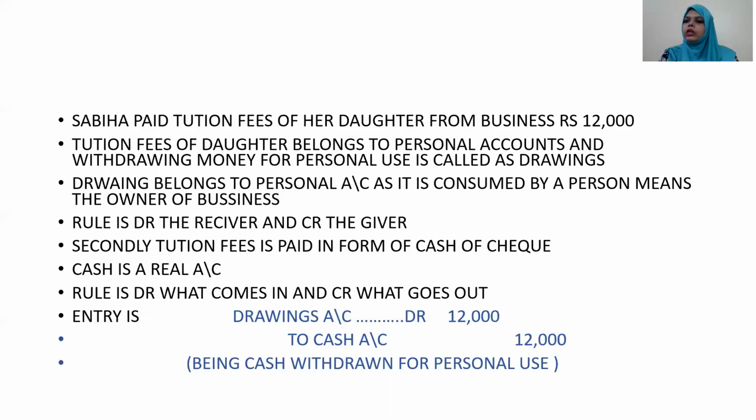So according to the business entity concept, the owner of the business and the business are two separate persons. We do not need to combine both; we have to separate both. So tuition fees belong to the personal account, and any money or anything withdrawn for personal use is called drawings. Drawings is a personal account, and accordingly we did the transaction.